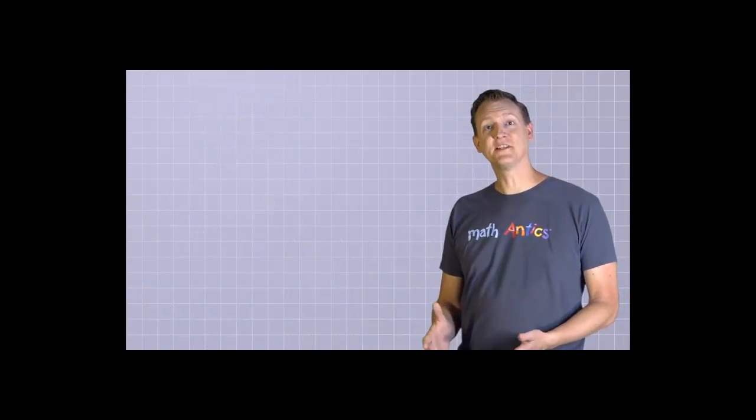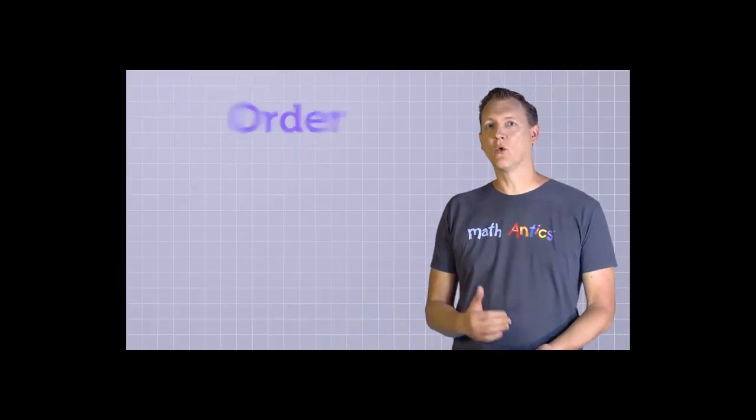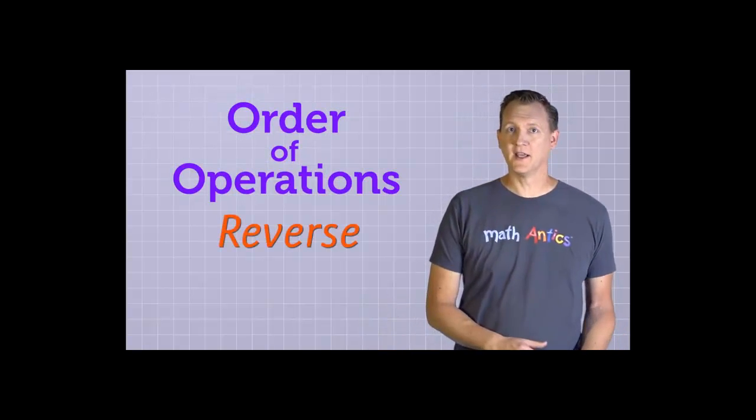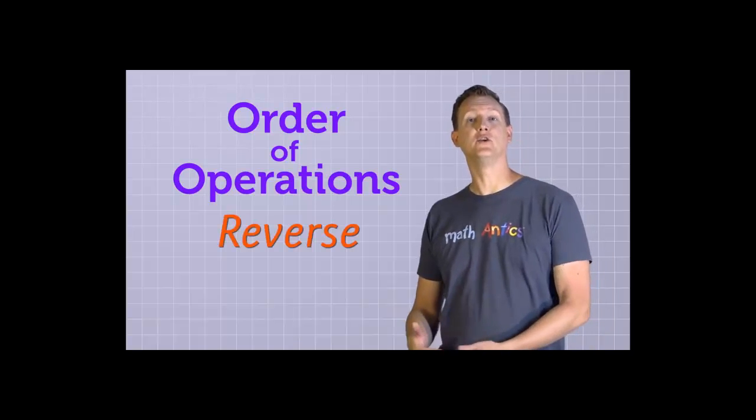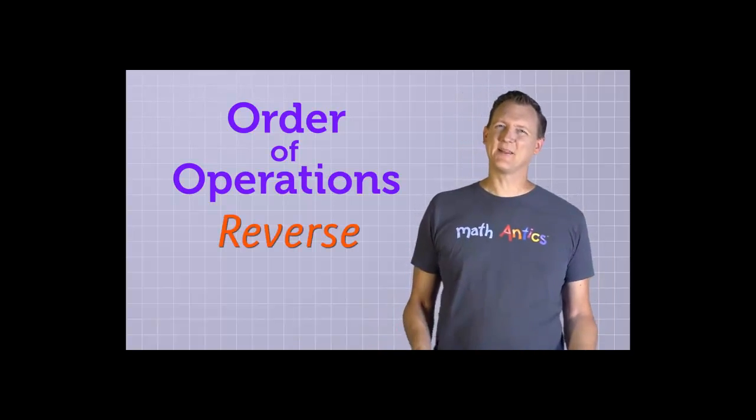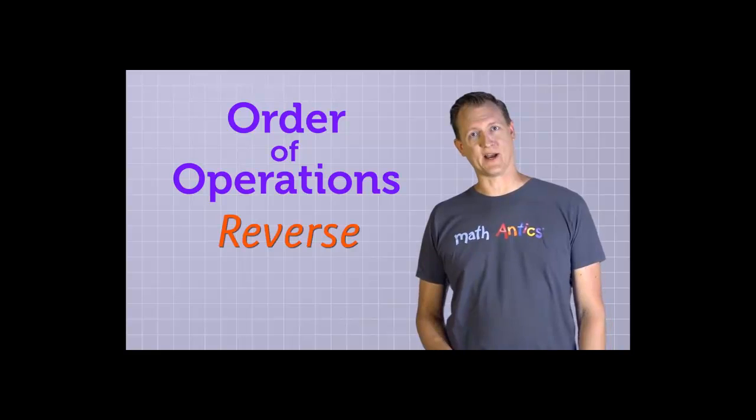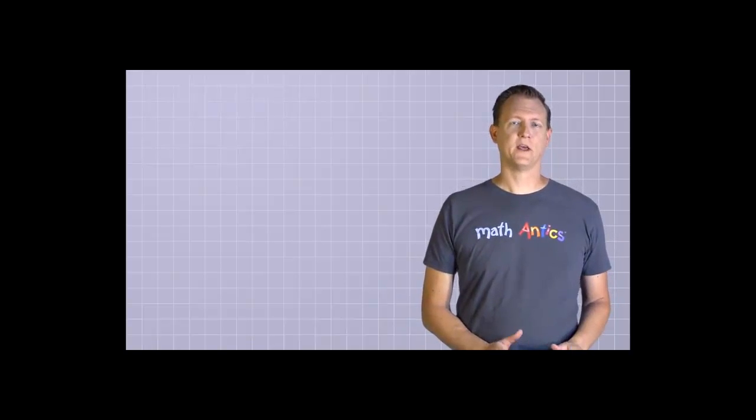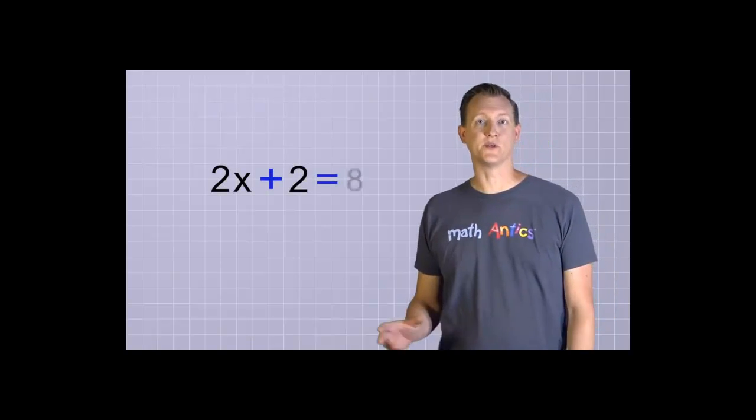When solving multi-step equations, that's basically what we're going to do. Using the order of operations rules in reverse can help us know what order to undo operations in. But it can be a little tricky actually putting it into practice. So, to see how it works, let's start by solving a very simple two-step equation. 2x plus 2 equals 8.